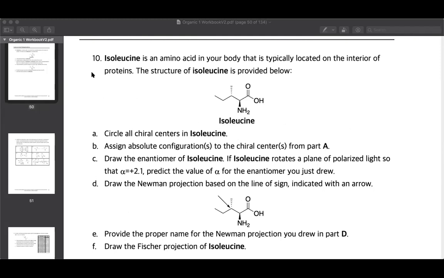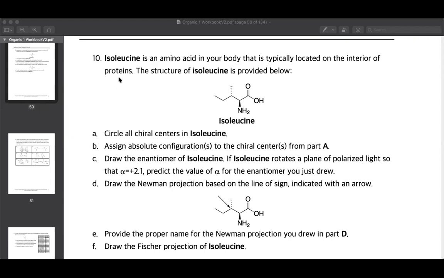Sabrina, unless your answers were drawn flipped like a pancake without changing the dashes and wedges, both would be correct. Yes, that is true.